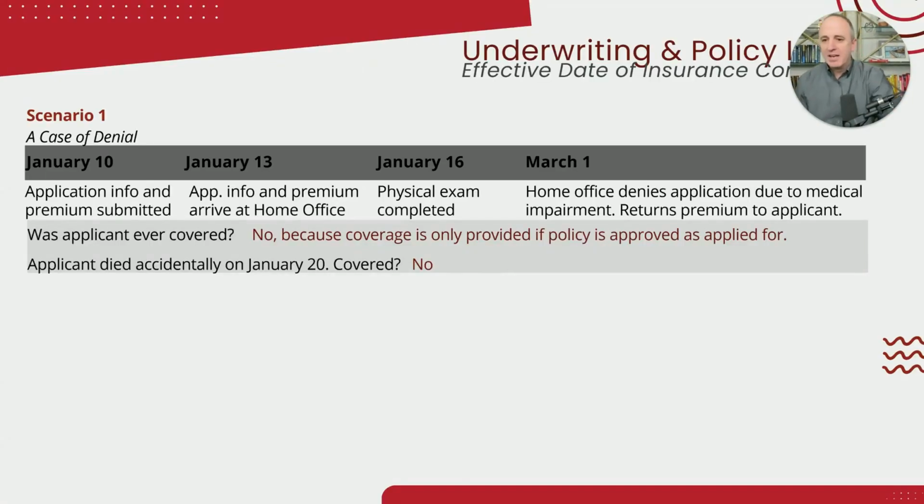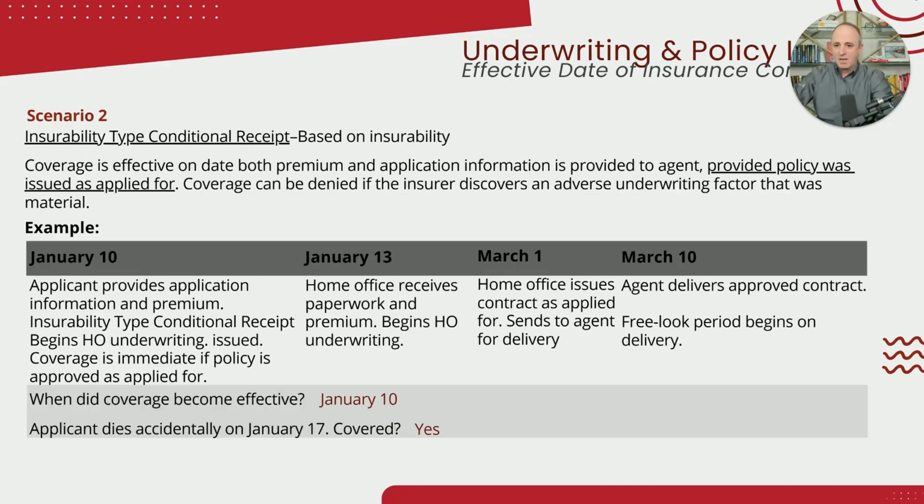On January 10th, the application was submitted with the premium. It arrived on January 13th, excuse me. The physical exam was completed on the 16th. The proposed insured was denied on March 1st. They were never covered because coverage is only provided if the policy is approved as applied for. By the way, the applicant died on January 20th, so there was no coverage in place.